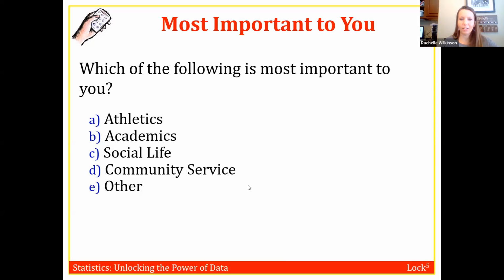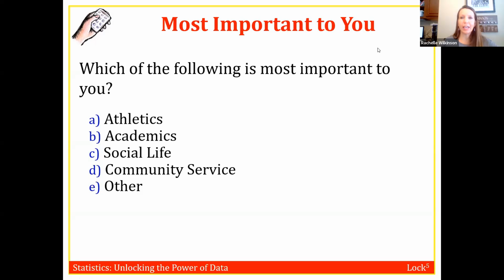All right, great. So I'll show you what we got going on here. Here's the results. It looks like most people feel like academics is the most important, and then second would be community service. But community service, social life, and other were all pretty tightly close together, and athletics was really low for you guys. So that's what we get when we look at our class.